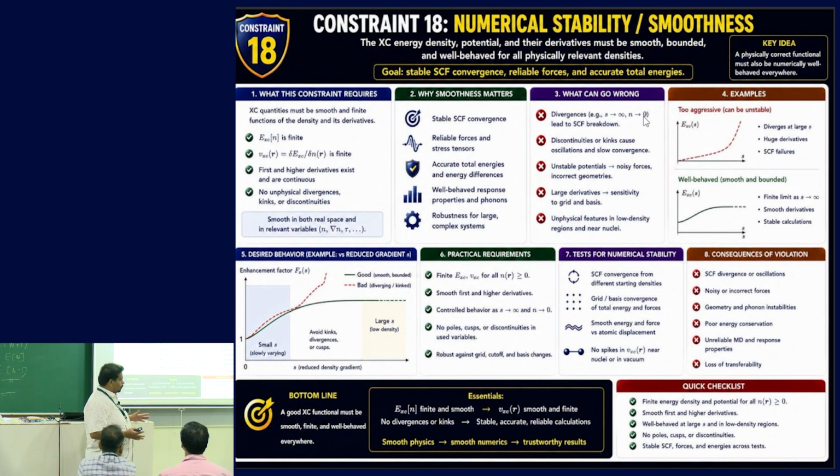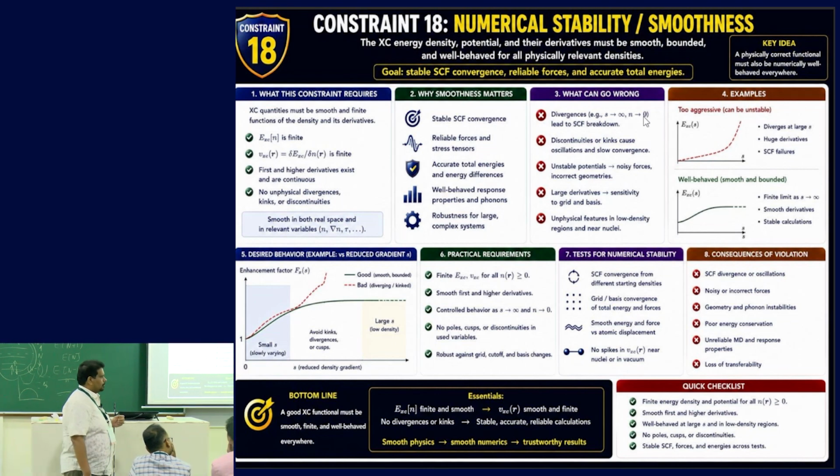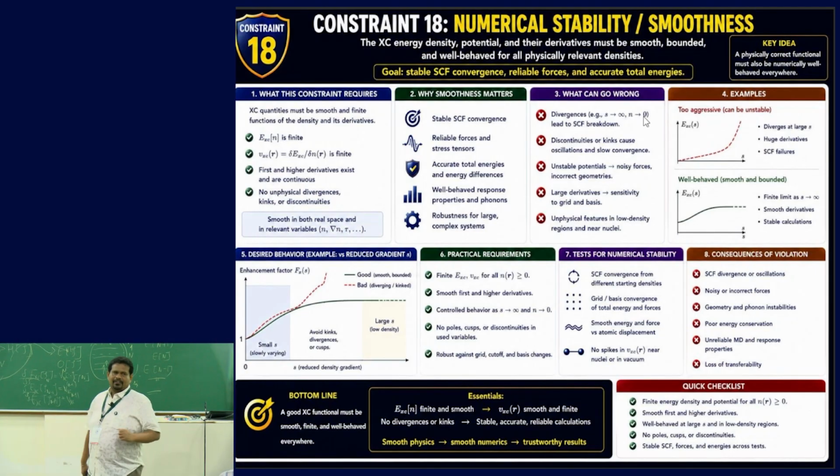So anything you do, you have to do Kohn-Sham. Connotatively, if I say my exchange correlation functional should be numerically stable, this is not true. Actually, when I put the exchange correlation functional in the Kohn-Sham equation and then solve, the numerical solution of the Kohn-Sham self-consistent calculation should be numerically stable. Yes, we agree. So that is the thing.